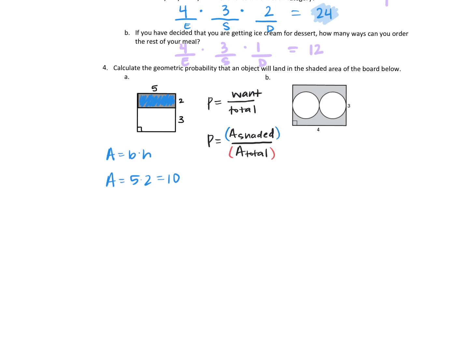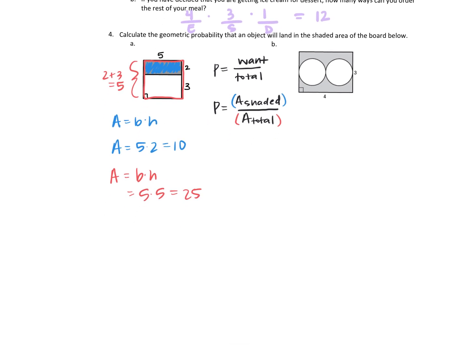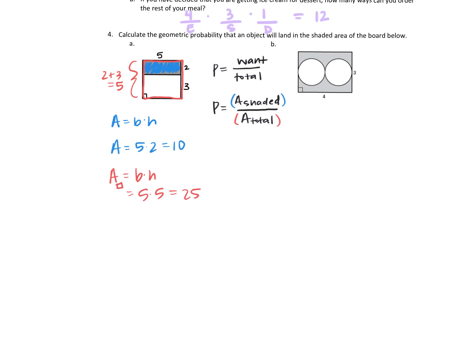My denominator is going to be the total area. In this case, our total area is going to be this biggest shape, which happens to be a square. The base is going to be 5, and the height is this total length, which I have to take the 2 plus 3 to get a height of 5. So that area is going to be base times height, 5 times 5, which gives me an area of 25. Again, that was the area of the square, which is the total area, and that first area I calculated was just the area of the shaded region.